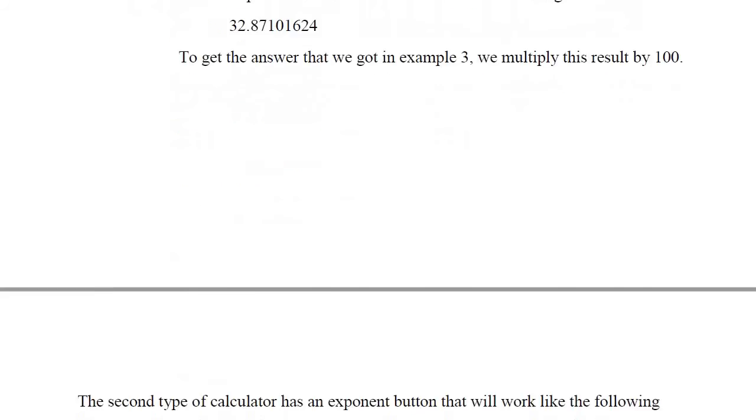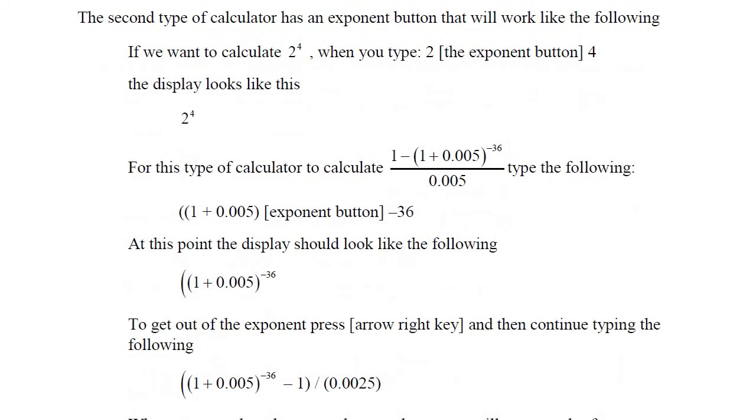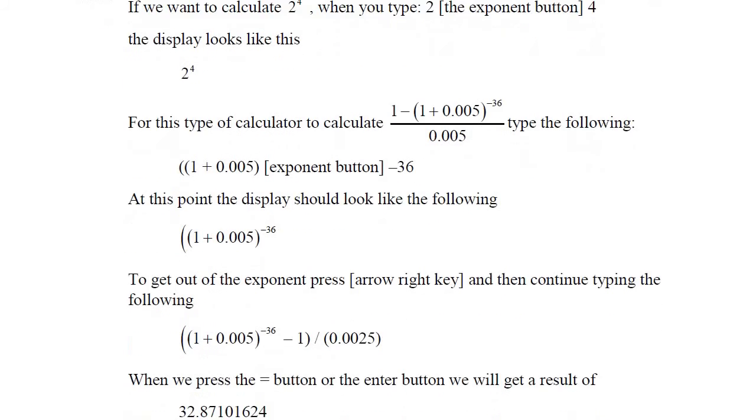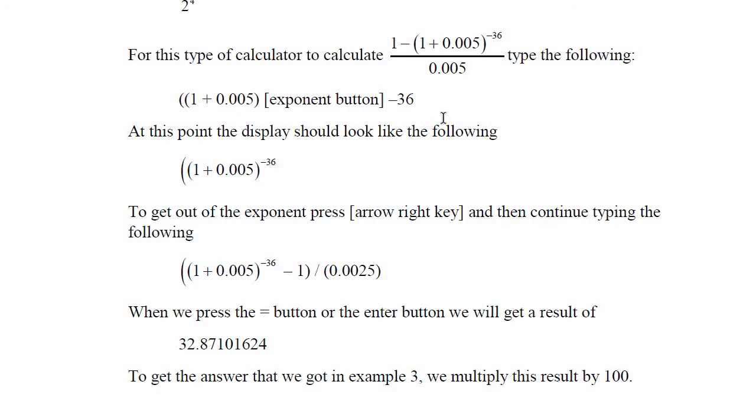If you have the other type of calculator, where your exponents are displayed the way exponents would normally be displayed, here's how you would key that into your calculator. Again, notice that whenever I put this dash in, I'm going to use the negative button and not the subtraction button. Make certain you do that. And then if you continue typing and press enter, you get your 32.87, so forth. And then to get the answer from example 3, we multiply that by 100.